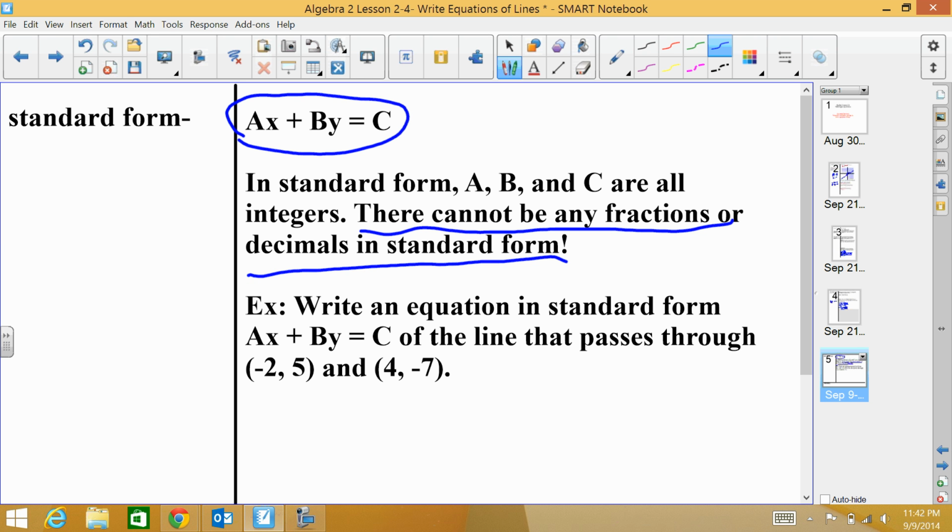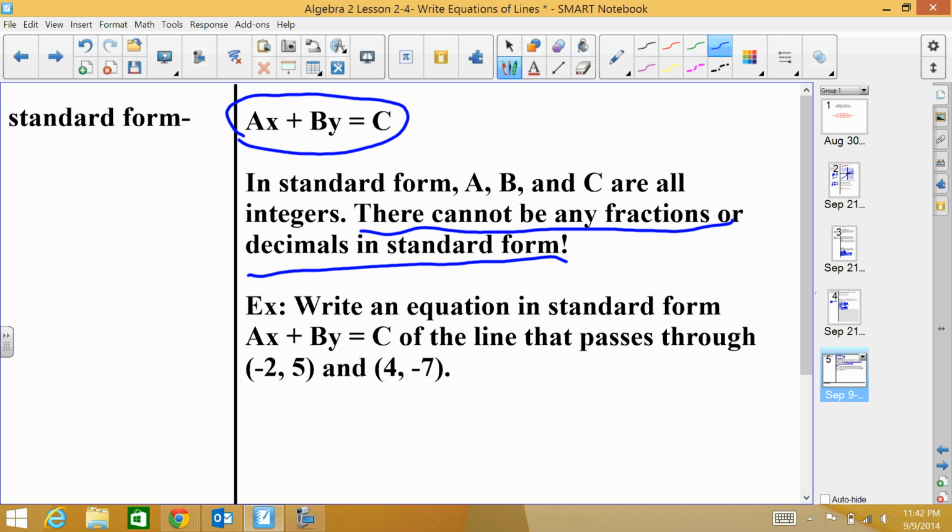Okay, so it says write an equation in standard form, ax plus by equals c, of the line that passes through (-2, 5) and (4, -7). So we have these two points, and that's all we have. I don't know the slope. I don't know the y-intercept. So what I have to do is find the slope.